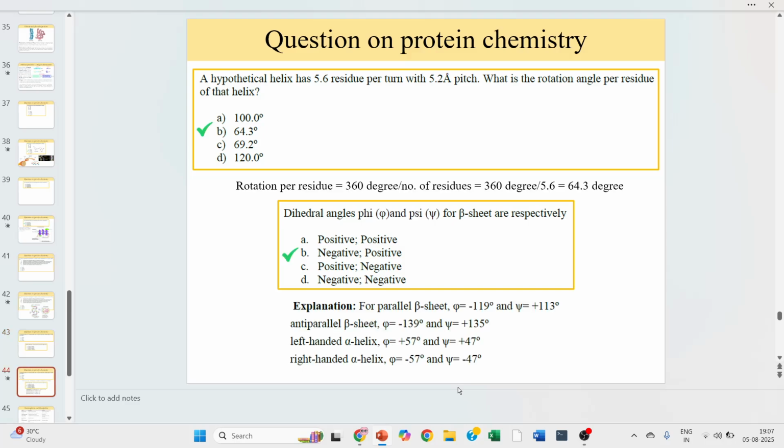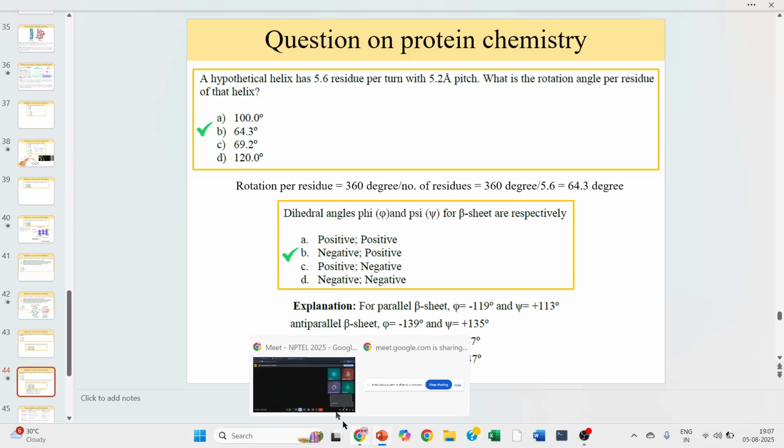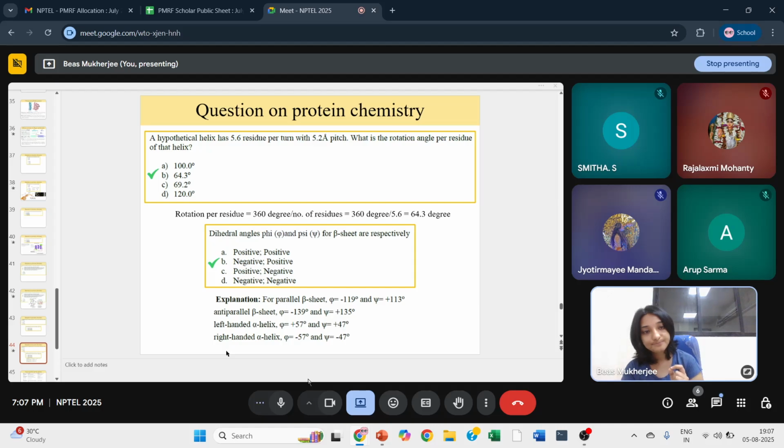Yes, that is correct. So see, rotation per residue is 360° divided by number of residues. So number of residues is 5.6. Right, so that is 360° divided by 5.6, which is 64.3 degrees. So that is how we are getting 64.3 degrees. So these are very small questions, but these can come as numerical aptitude test in GATE.